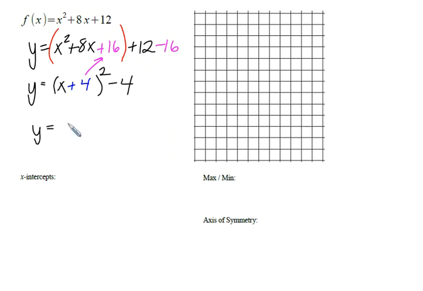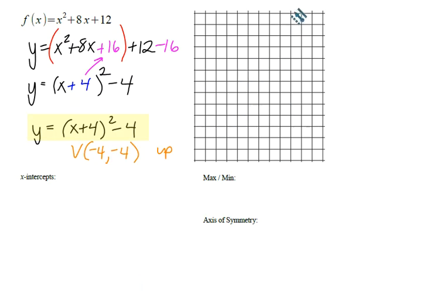So our vertex form, after we've completed the square, would be y is equal to x plus 4, the quantity squared, minus 4. From there, we would be able to note where the vertex of this parabola is. It would be at negative 4 comma negative 4. The parabola would open up because it's a positive number out front of the parentheses, and there's no vertical stretch or vertical multiple to this function.